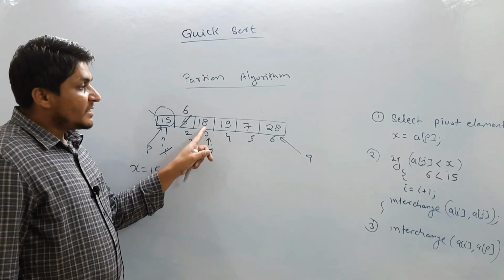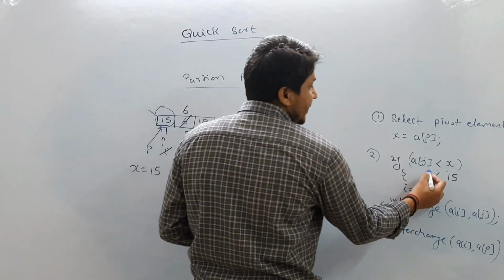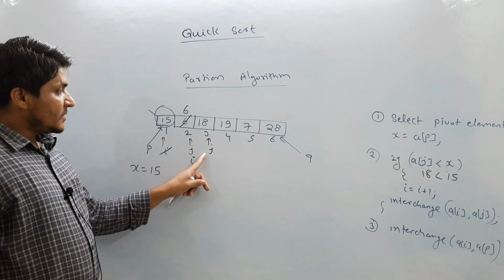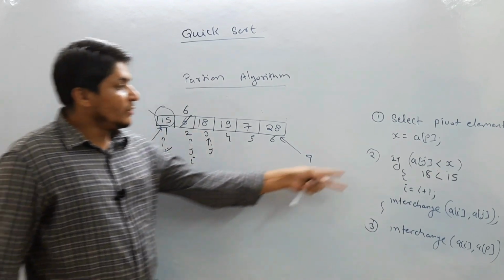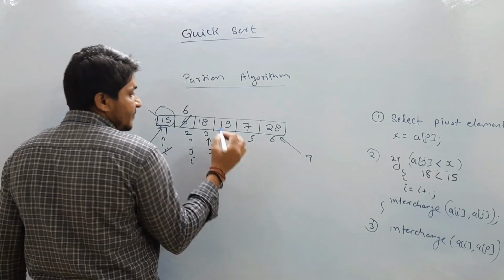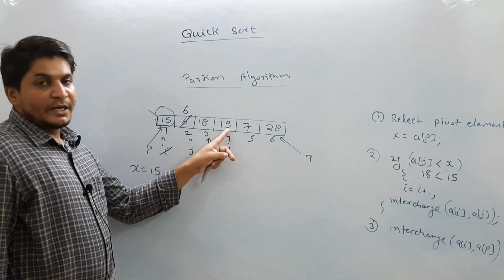Now A of j is 18. 18 less than 15, condition is false. Then because we cannot execute these two statements, I will simply increment the value of j. So now 19 less than 15, again condition is false.